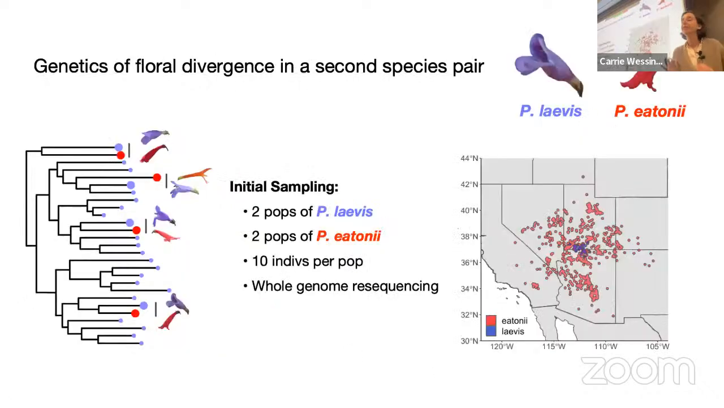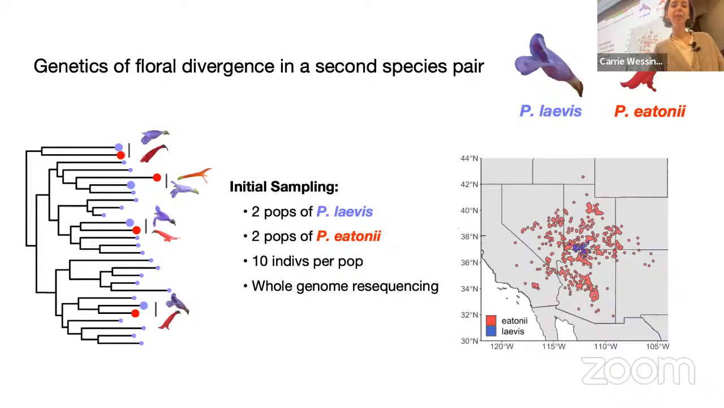But in the last little bit of time, I'll tell you about a second species pair that we're diving into. This is another one of the pairs within this focal clade. This is Penstemon eatonii, that's hummingbird adapted, and laevis, that's bee adapted. Eatonii has this broad distribution in the Southwest, and laevis is this narrow endemic. And so we've been sampling populations in this area of sympatry. And we have a pilot data set where we sampled individuals from a couple populations of each species in this area and generated whole genome resequencing.